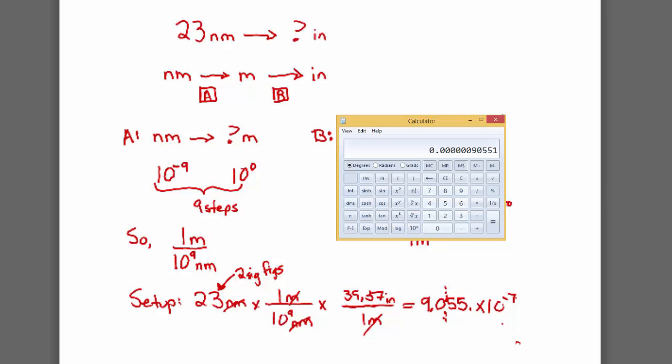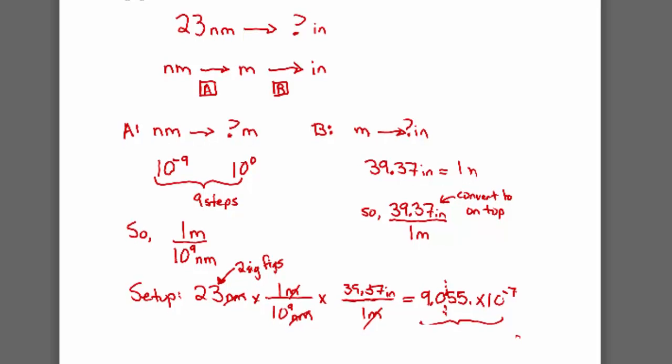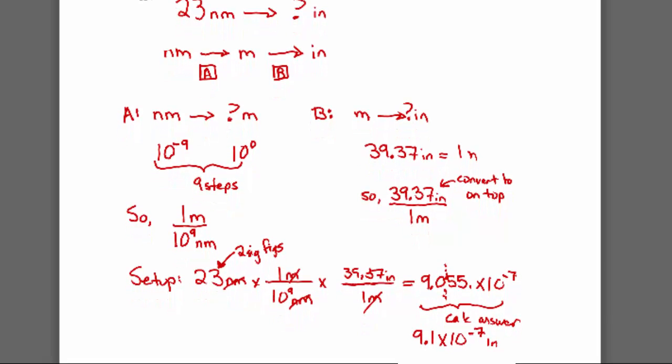2 sig figs is less than 4, so there is just going to be 2 sig figs in my final answer. My cutoff point will be after the 9.0. I look after the 0. Since I have a number that is 5 or greater, I'm going to have to round up my 0 to a 1. So my final answer is 9.1 times 10 to the minus 7 inches. 23 nanometers is equal to 9.1 times 10 to the minus 7 inches.